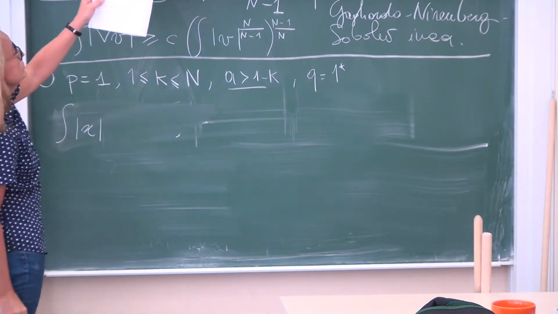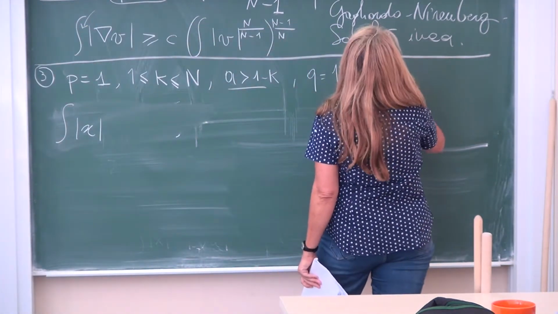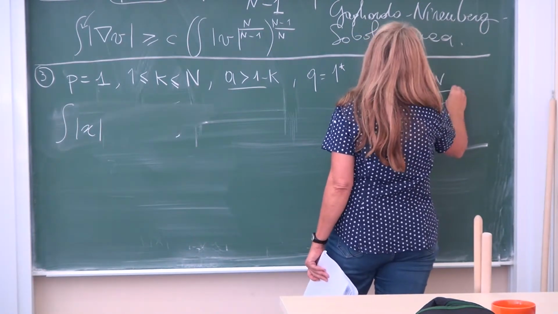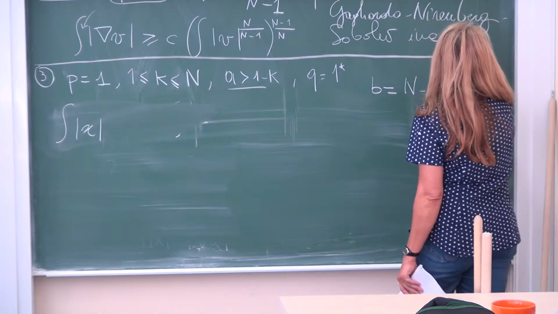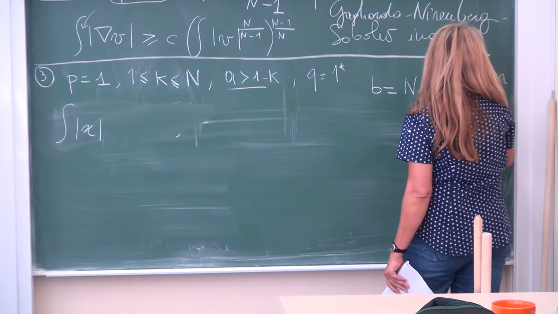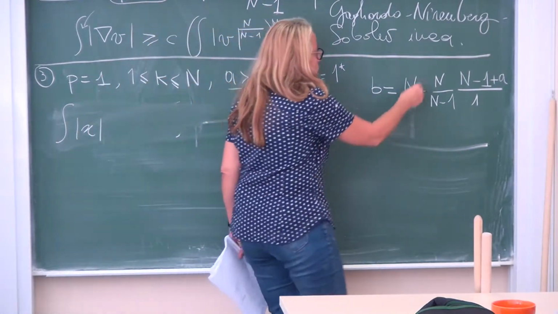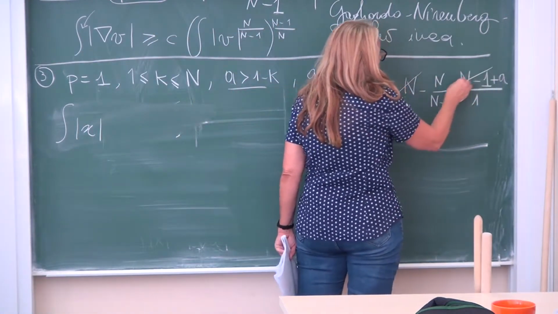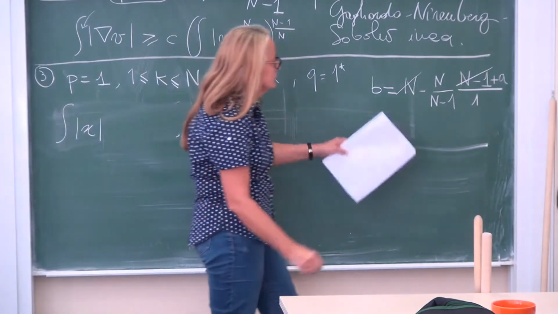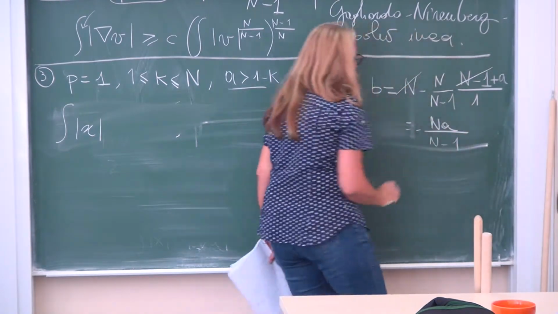So we want to prove that, let me compute B. B in this case is equal to n minus Q, which is n over n minus 1, times n minus 1 plus a over n, over p, which is 1 in this case. So this cancels with this. And so B is nothing but NA minus NA over N minus 1.